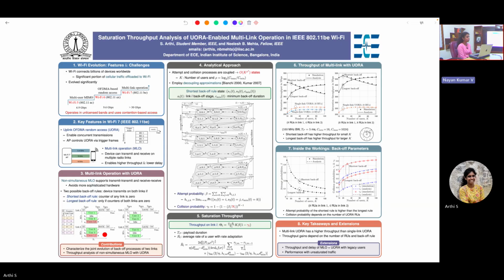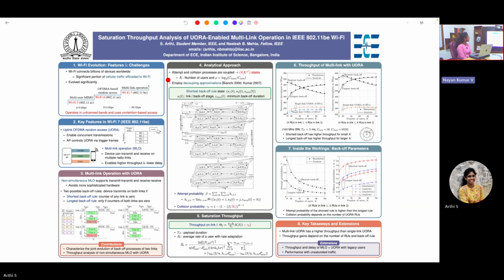And our contribution in this work is to characterize the joint evolution of backoff processes of two links and analyze the throughput of non-simultaneous multi-link with uplink OFDMA random access. Now, let's look at the analytical approach of backoff processes and throughput of this model.